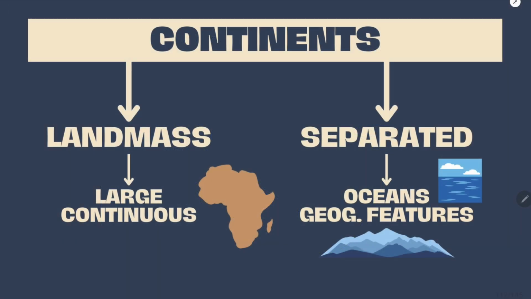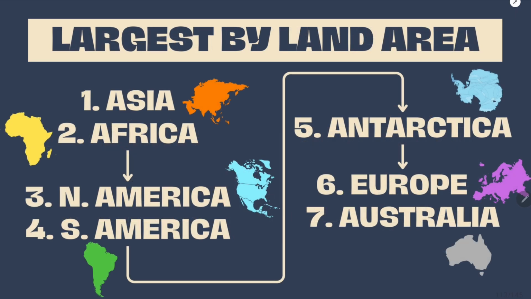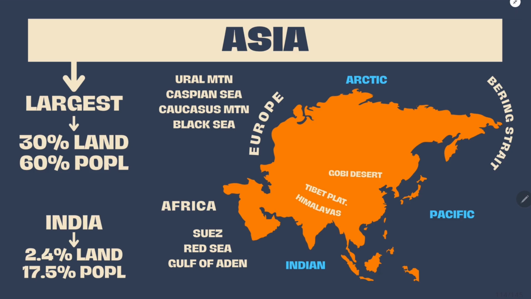Let's quickly sum up the continents. A continent is a landmass that is large and continuous and is separated from other landmasses by oceans or distinct geographical features. There are 7 major continents. In order of their size, they are Asia, which is the largest continent, Africa, North America and South America, Antarctica, Europe, which is the second smallest continent, and Australia, the smallest continent. Let's revise each of these starting with Asia.